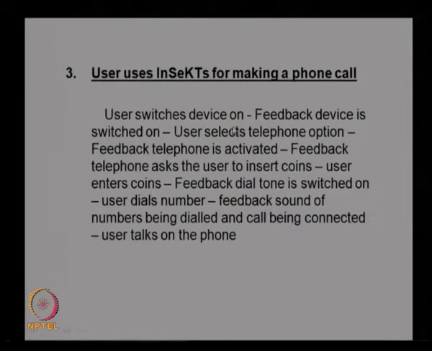So what are the stages through which the user will be going in order to do that? Here again the first two will be the same, then the user selects a telephone option, then feedback that the telephone is activated, then feedback asking the user to insert coins if it is a coin operated system, or if it is card operated, then the options will be different. So again here the designer has to make a choice about what kind of system or facility should be provided for activating the telephone service.